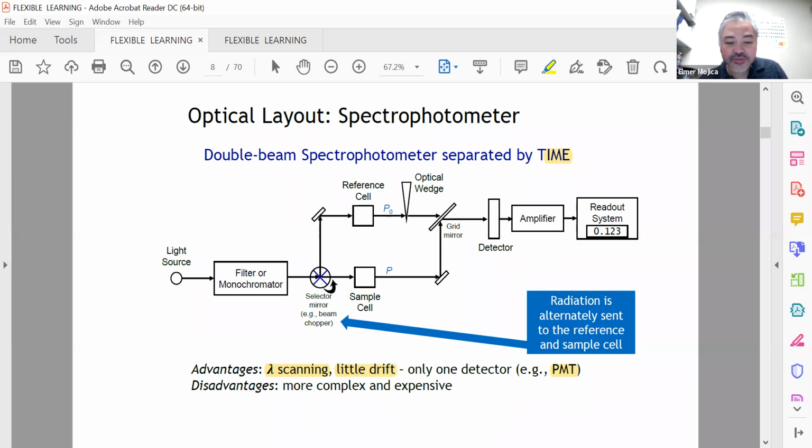Now, the disadvantage of this one, since you're able to scan at different wavelengths, is the so-called cost. Since it has a more advanced feature, it is going to be more expensive. It's a little bit complex. And this is the one that is commonly used at present in most spectrophotometers.